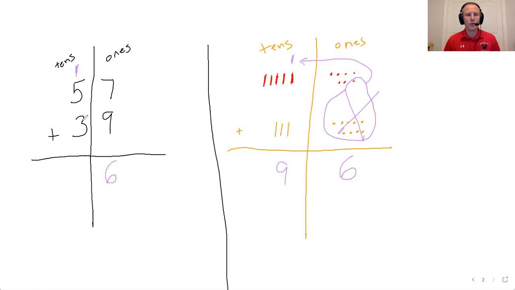Leaving the ones in the ones place and the tens in the tens place. And then I have 5 plus 3 is 8, plus 1 more is 9, and I end up with 96. All right, let's do a couple more sample problems.